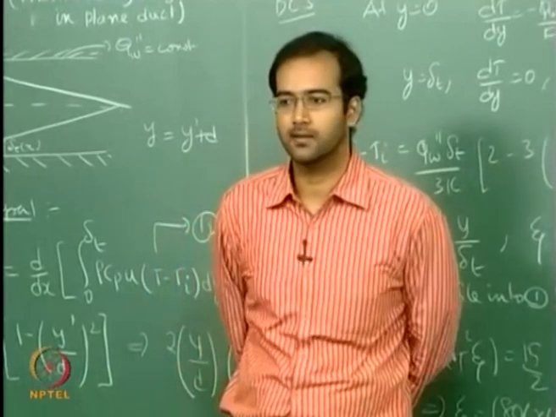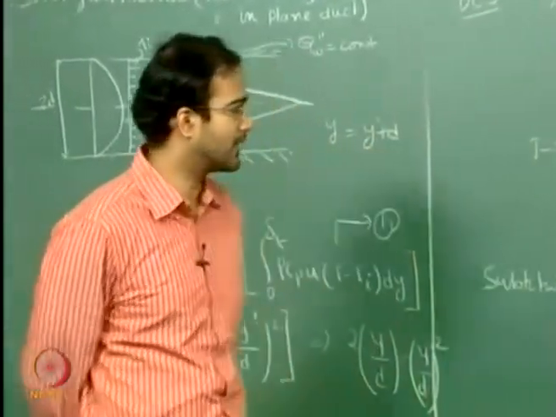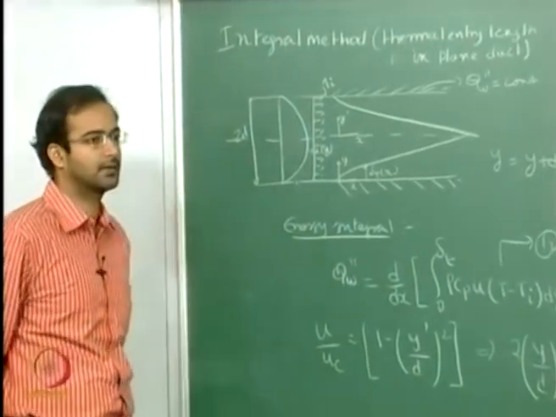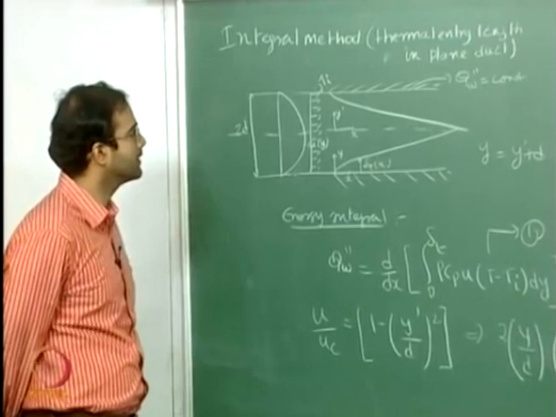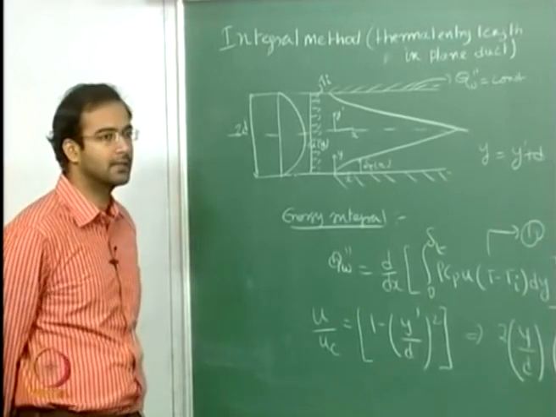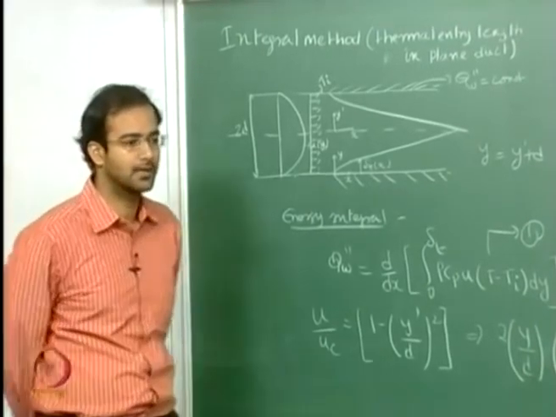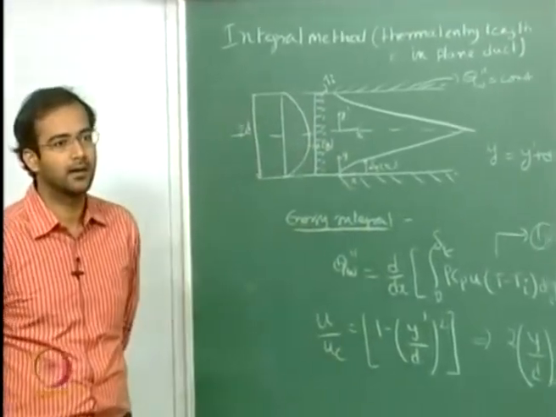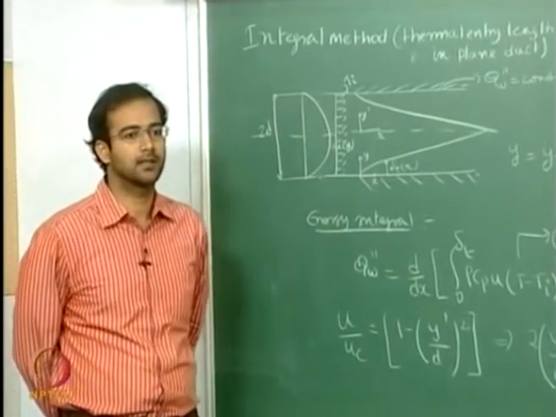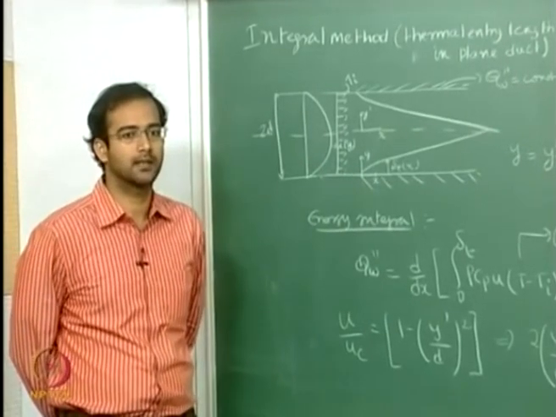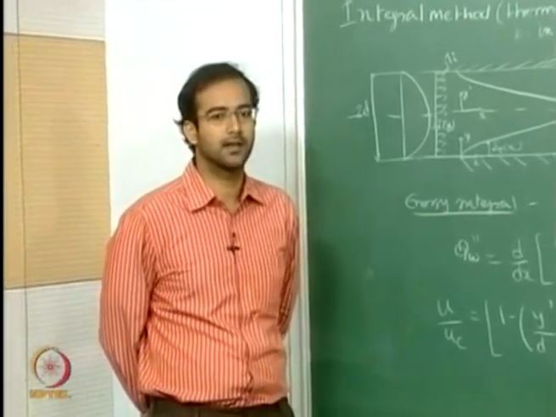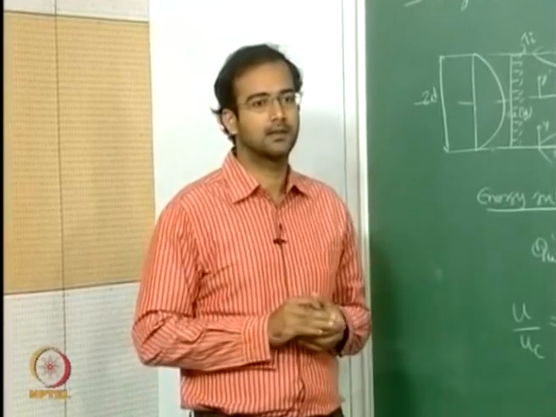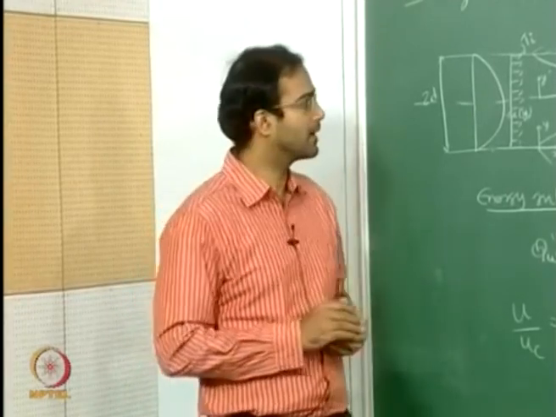Okay, so let us quickly go through what we covered last time. We were looking at using integral methods for the thermal entry length region, and here we confine this integral method for internal flows to only Cartesian coordinate system. Since it's difficult to integrate your energy equation in cylindrical coordinate system and apply the integral technique, most of the discussion related to integral method for internal flows is confined to plane ducts. That is basically flow between two parallel plates.